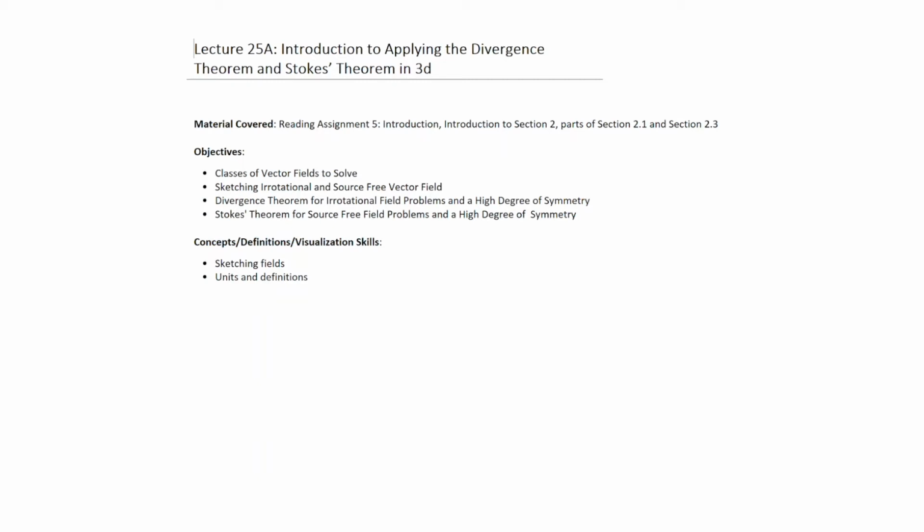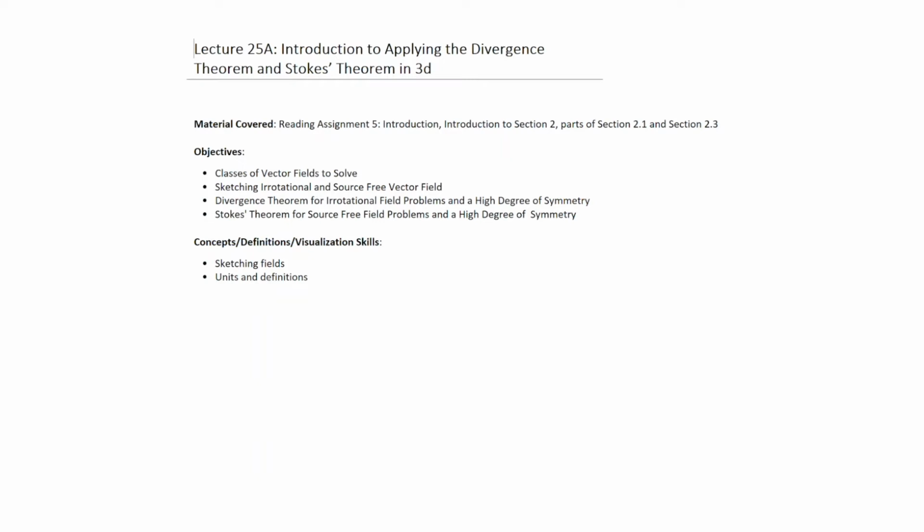As I mentioned, the material is more or less from the introduction to Section 2, parts of Section 2.1 and Section 2.3 of Reading Assignment 5. The objectives of this particular lecture are to understand the classes of vector fields that can be solved, also giving you some ability to understand how you can sketch irrotational and source-free vector fields.